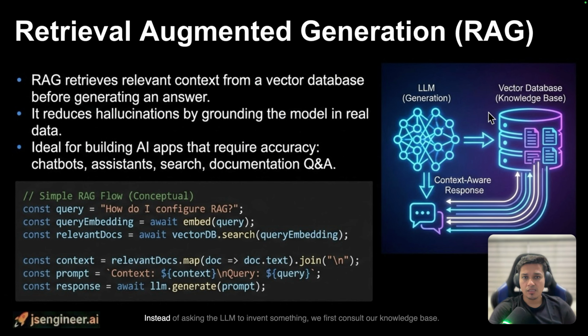Look at the diagram. Instead of asking the LLM to invent something, we first consult our knowledge base, the vector DB, and use that information to ground the model in real data. As developers, the logic is very simple. Look at this conceptual snippet.